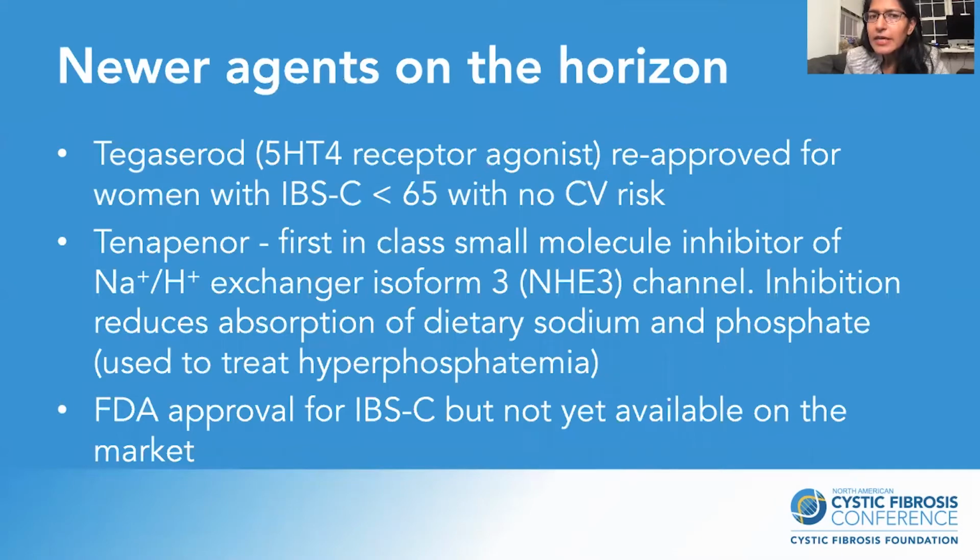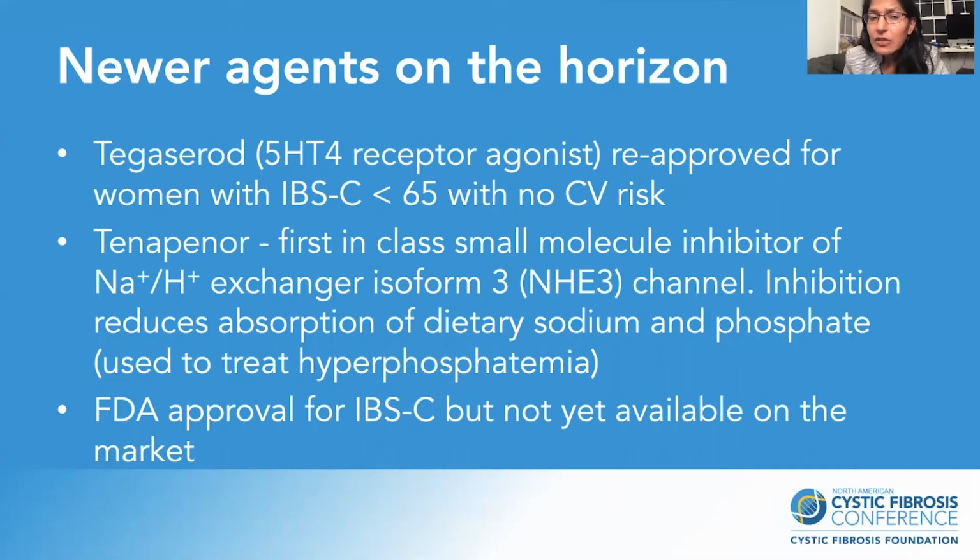In the last few months, Tegaserod has actually gained reapproval. So Tegaserod is in the class of 5-HT4 receptor agonists, and it had been taken off the market by the company because of this signal for possible increased cardiovascular risk. And the FDA recently reviewed all the data for Tegaserod and reapproved it, but for a select group of individuals. So it's only approved for women with IBS-C who are less than 65 with no cardiovascular risk.